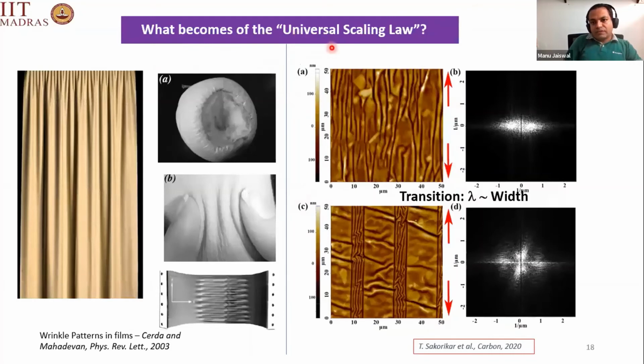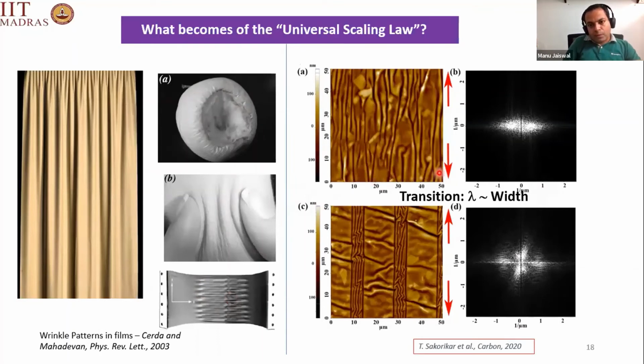What does this universal scaling law say? It says that wrinkle patterns, whether you start from curtains or apple skins or human skin or polymer, they're all the same. The same law holds all the way down to graphene.